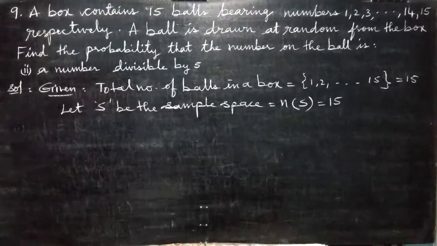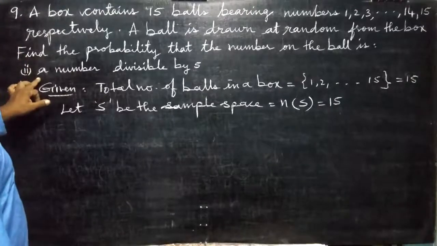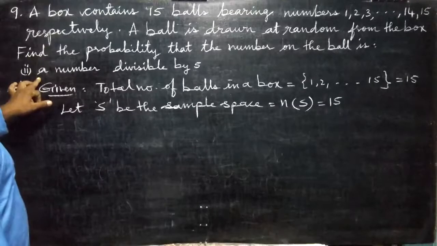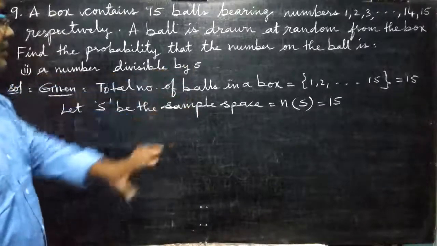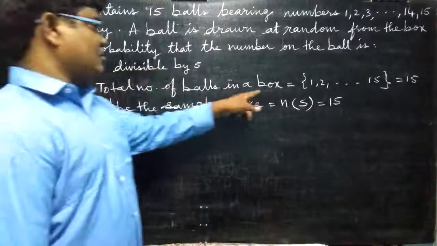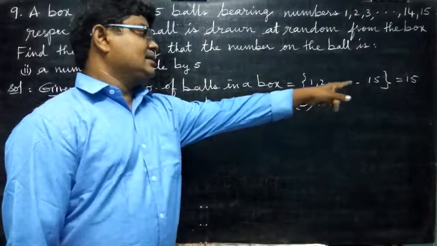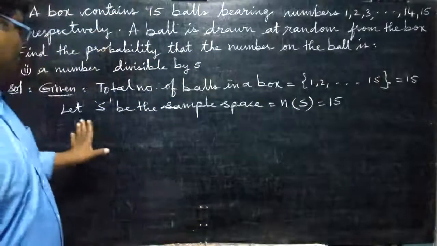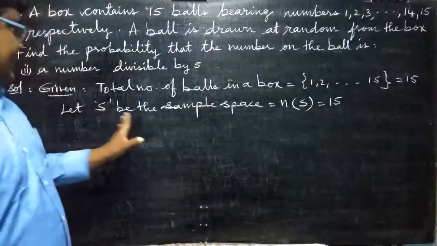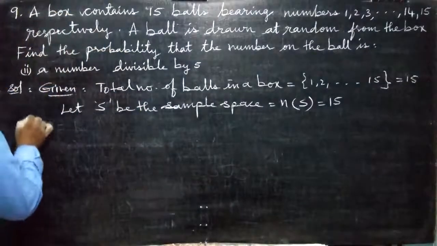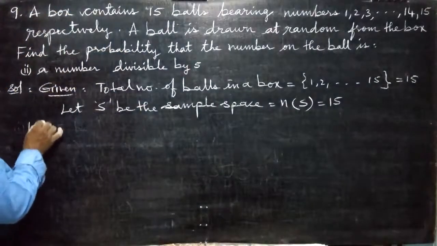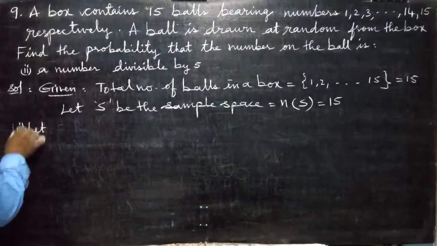Now second bit, same problem. We are asked to find the probability that the number on the ball is a number divisible by 5. Total number of balls in the box with the numbers, how many are there? 15 are there. So let S be the sample space. N of S is equal to 15. What is the event?